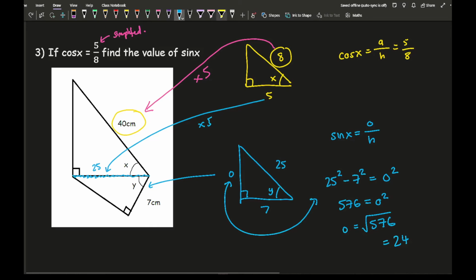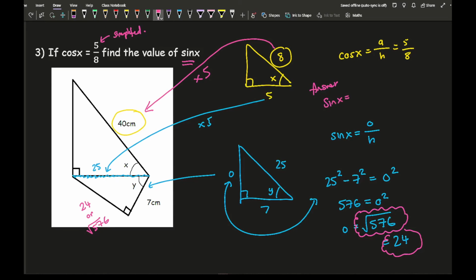But again, what you could either do is leave it as square root of 576, or if you're really good with your square roots, you can leave it as 24. So I've got this equals 24, or I could write it as the square root of 576. So from this, I'm then going to go back to the original question. It's to find the value of sine x. Therefore, that final answer is that sine x is going to equal 24 over 25, or it's going to equal the square root of 576 over 25. And that there is my final answer.